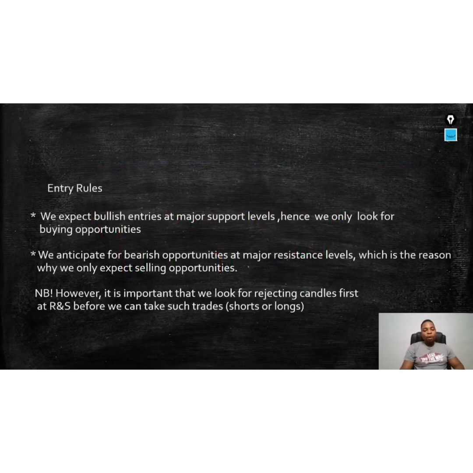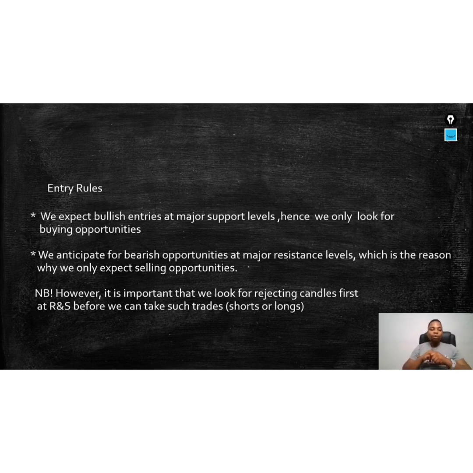Well, now we are going to embark on the entry rules that you are expected to use when you trade support and resistance on NAS 100. We expect bullish entries at major support levels, hence we only look for buying opportunities. That's the first rule that you must always keep in mind. And we anticipate bearish opportunities at major resistance levels, which is the reason why we only expect selling opportunities when we are at a major resistance level.